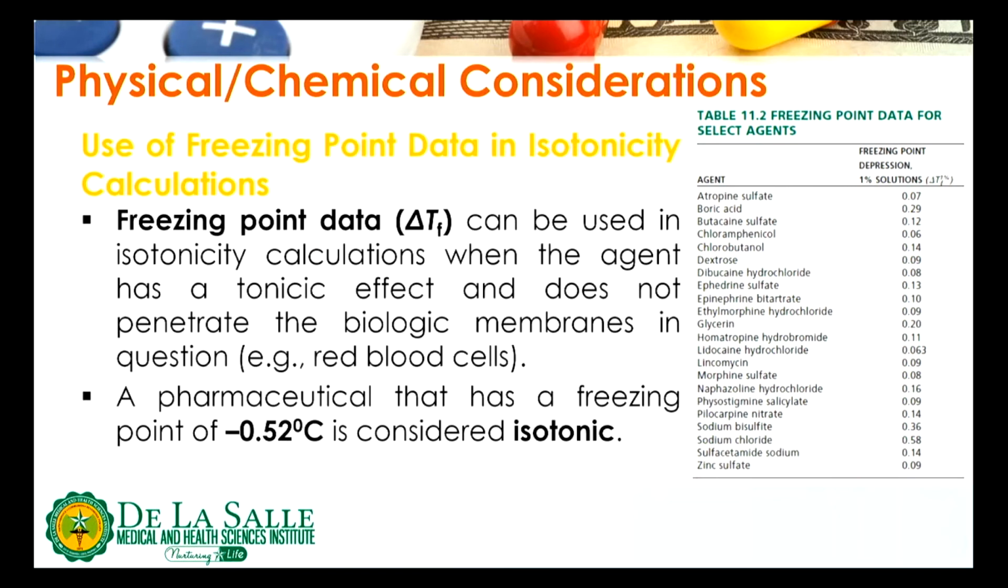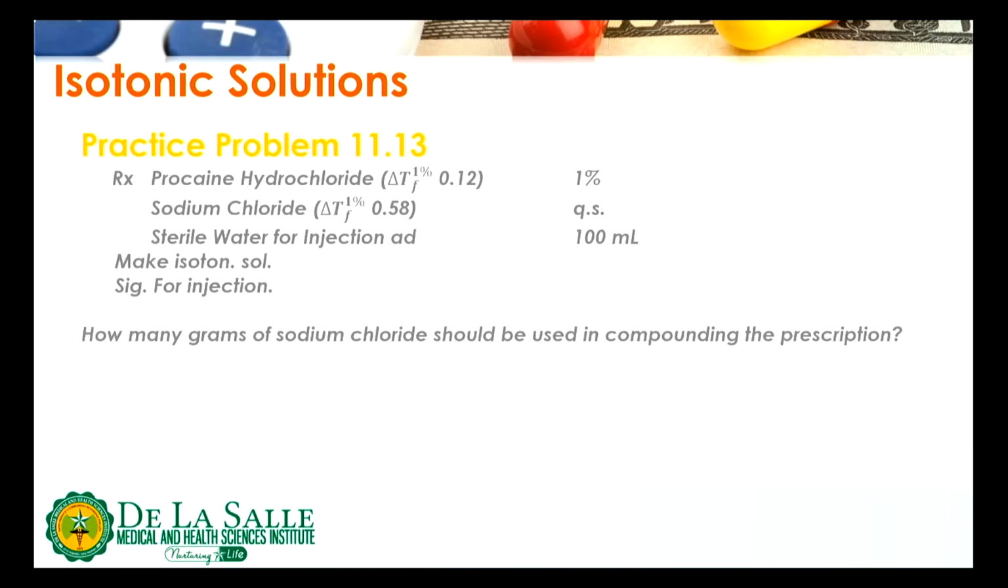You will see in your textbook that there is a list of pharmaceutical agents with their freezing point depression. Take note that the freezing point depression values listed in this particular table are the freezing point depression values of 1% solutions of these pharmaceutical agents. Now, in order for us to determine the amount of the tonicity adjusting agent that needs to be added to the solution to make the solution isotonic, we first consider the freezing point depression due to the presence of the other substance that is present in the solution. In order for you to understand what that means, let us try to solve some problems.